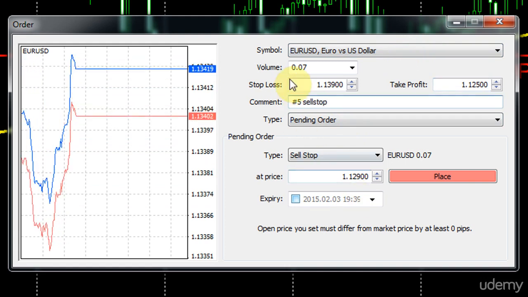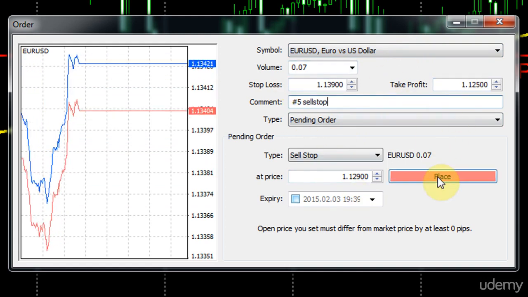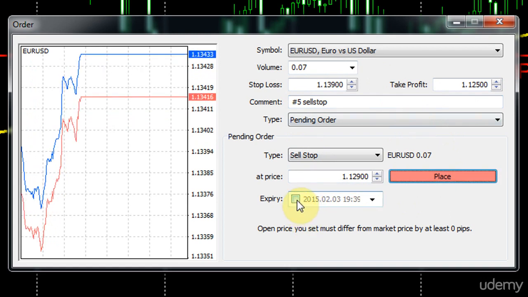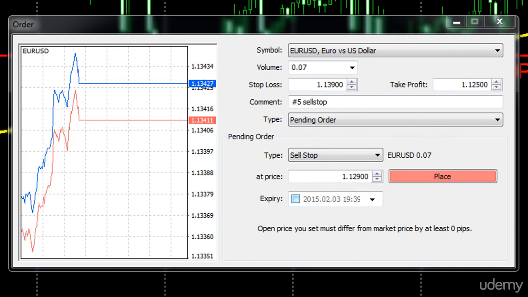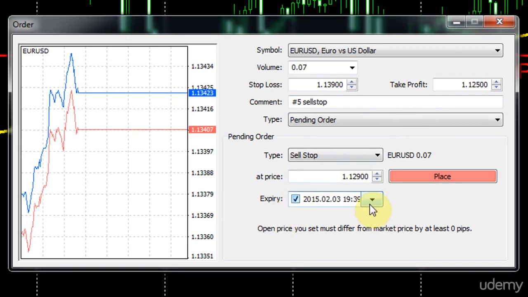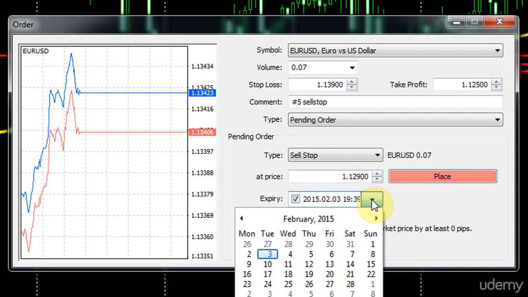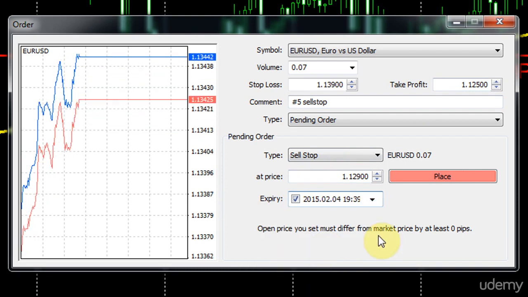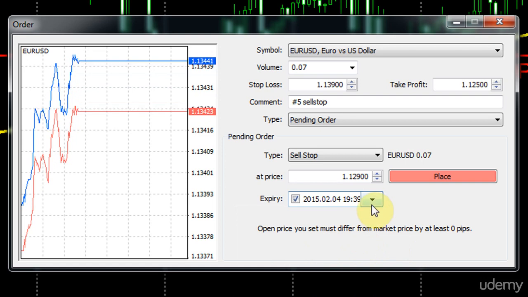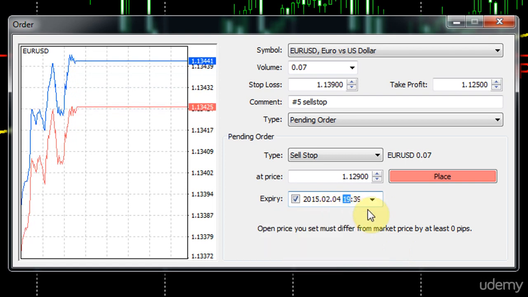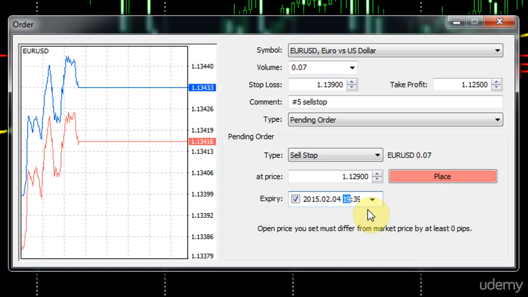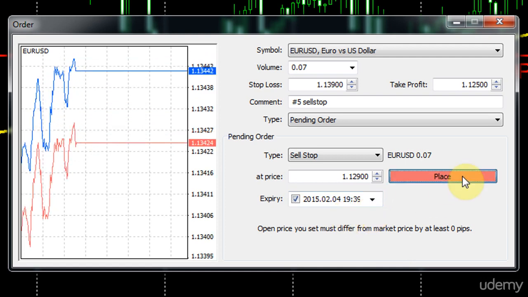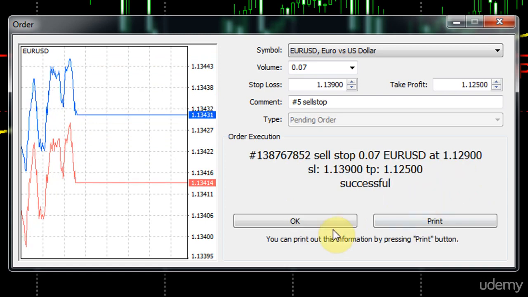Just check everything very quickly. Looks good. And oh yes, we can also set an expiry date for our order. So how about we give it 2 days, or maybe even 1 day should be enough. That's today. We set tomorrow at about the same time. What time do we want to set? Yeah, let's give it just over 1 day. So we'll place that, click place. That's our pending order placed.